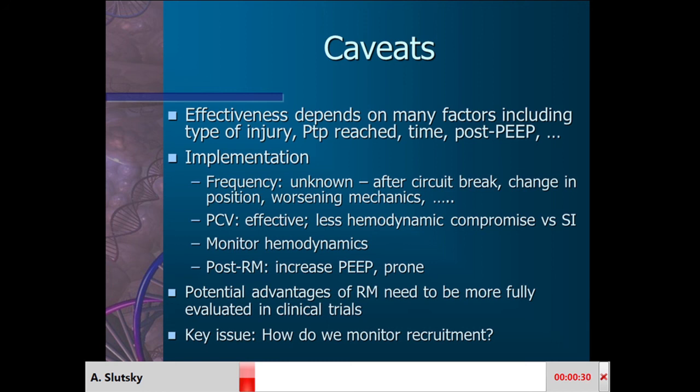The key issue, of course, in all of these, if we're going to do a clinical trial, is how do we monitor recruitment? And in fact, that's the topic of a number of speakers this afternoon. What I've tried to do is give you a little bit of background, so when you listen to the speakers, you have some idea of why we do it, how we do it, and whether it is useful.